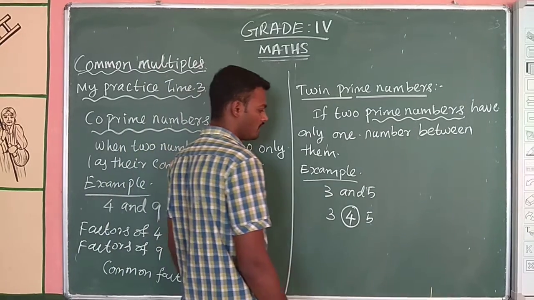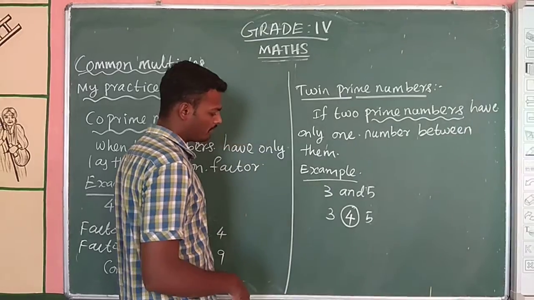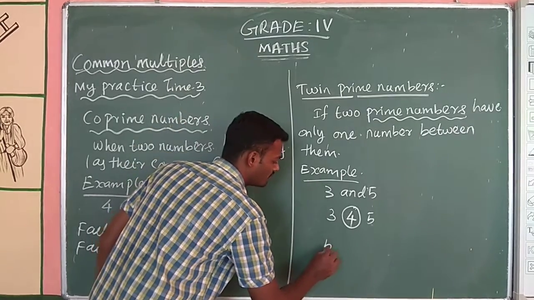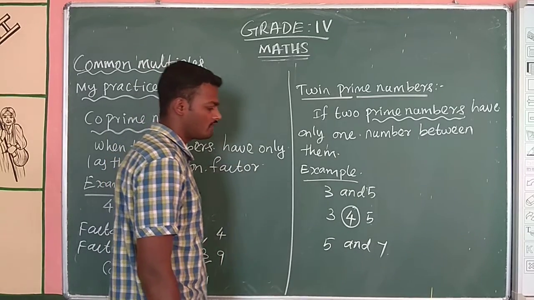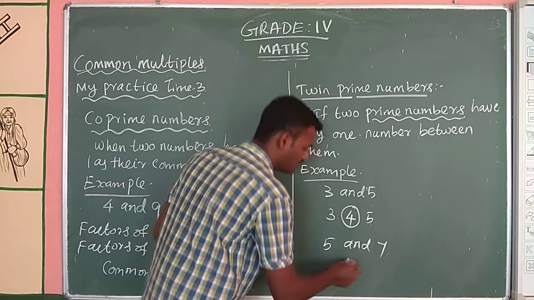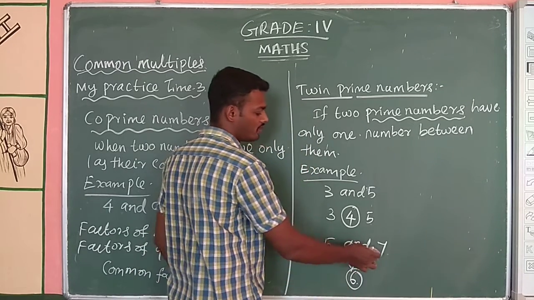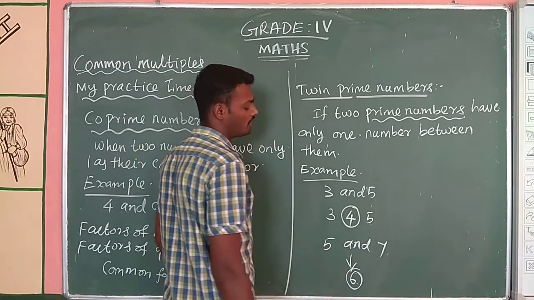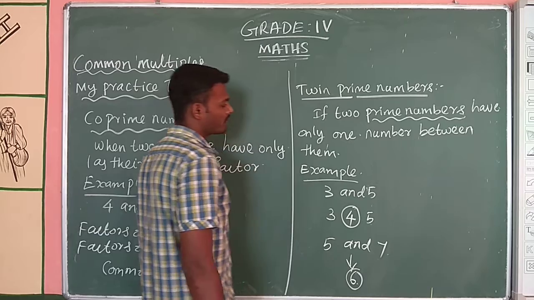For another example, we have the prime numbers 5 and 7. 5 is a prime number and 7 is also a prime number. Between them there is only one number, that is 6. So 3 and 5 are twin primes, and 5 and 7 are twin primes.